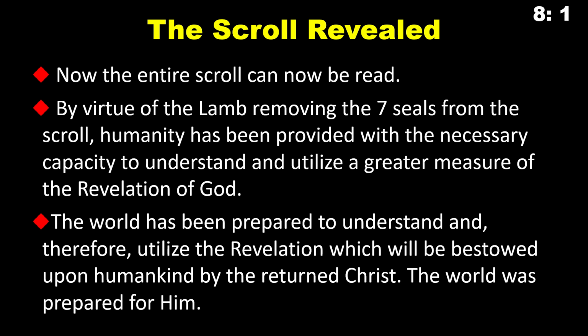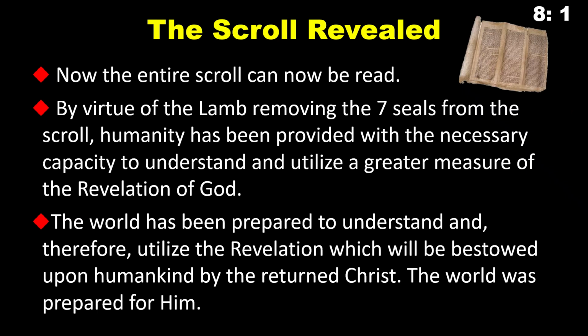Moving on. So the scroll is now unleashed. The last seal has been removed. The entire scroll can now be read. By virtue of the Lamb removing the 7 seals from the scroll, humanity has been provided with the necessary capacity to understand and utilize a greater measure of the revelation of God. The world has been prepared to understand and, therefore, utilize the revelation which will be bestowed upon humankind by the returned Christ. The world was thus prepared for him.